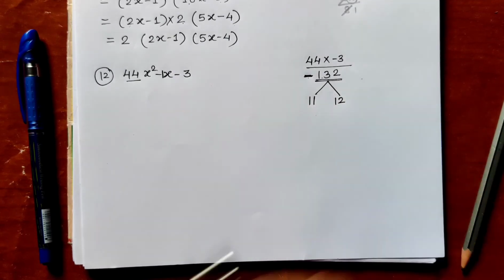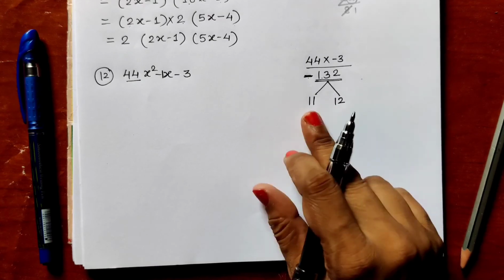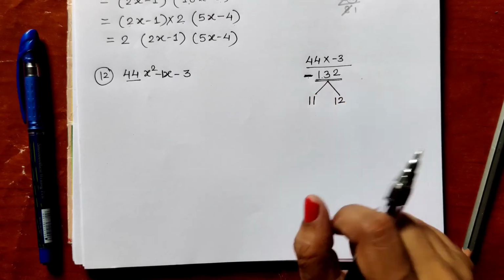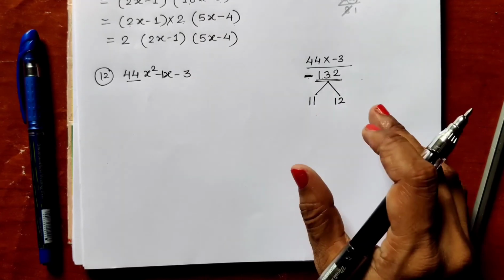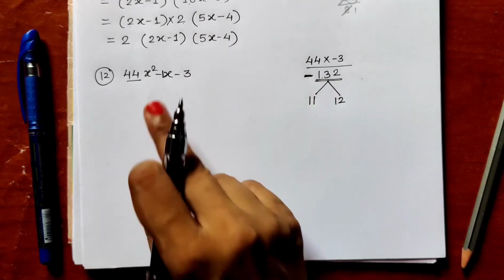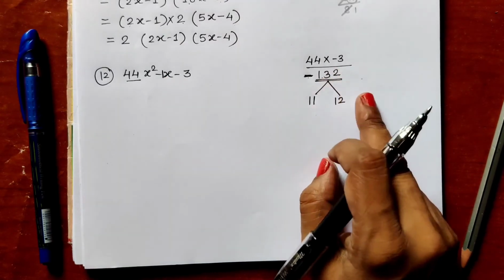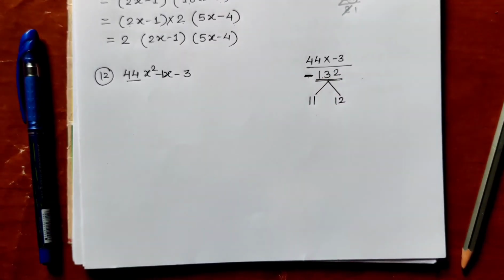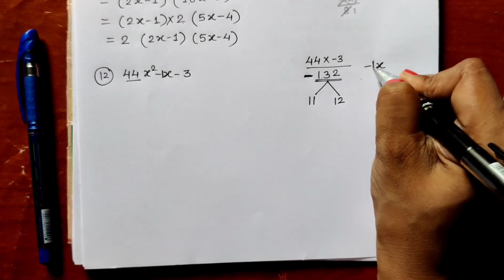11 12s are 132. If you want, you can multiply 11 into 12 and you can see that 11 12s are 132. We can see various two factors of 132, but their subtraction is not 1. We require subtraction 1. So 11 12s are 132 and 12 minus 11 we get 1. So we require minus 1x.